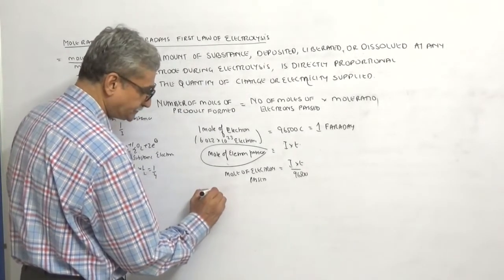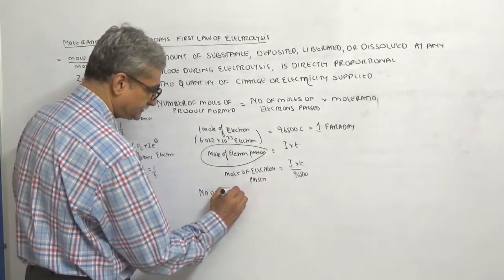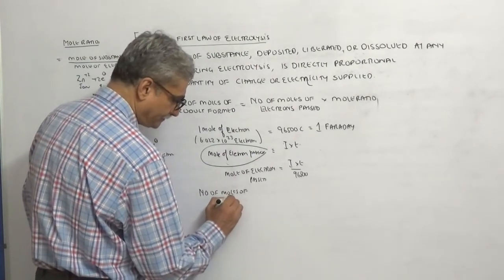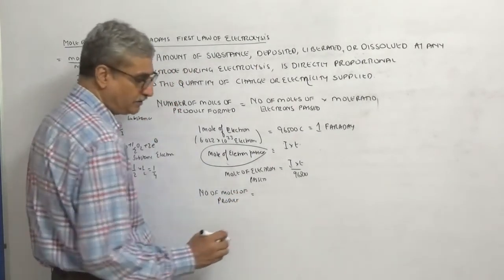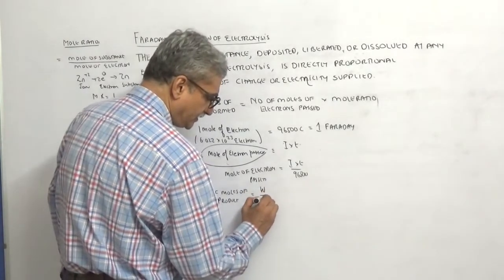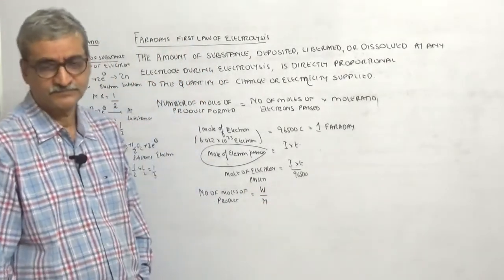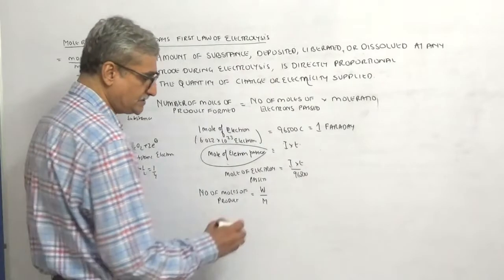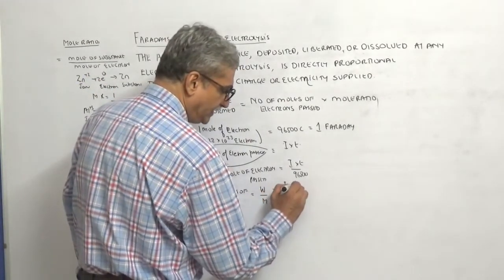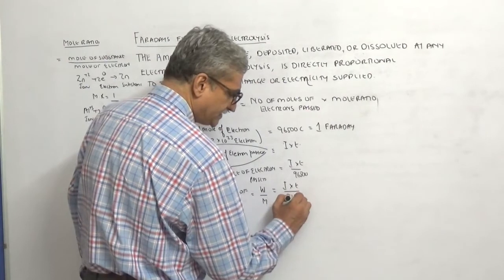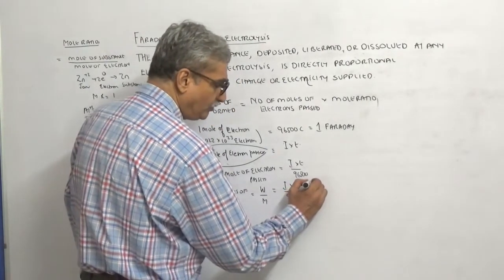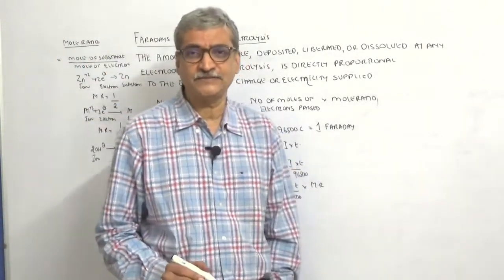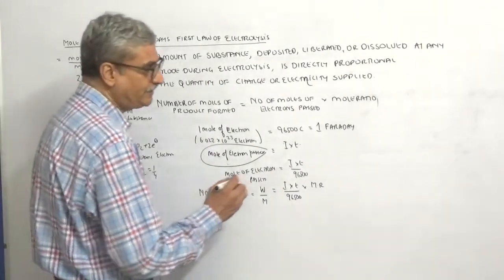Number of moles of product will be equal to what? Weight of the product upon the molar mass. N, number of moles, is equal to weight divided by molar mass, and that is equal to I into T upon 96,500 into mole ratio. So now if I want the weight of the substance deposited, that becomes the final answer.